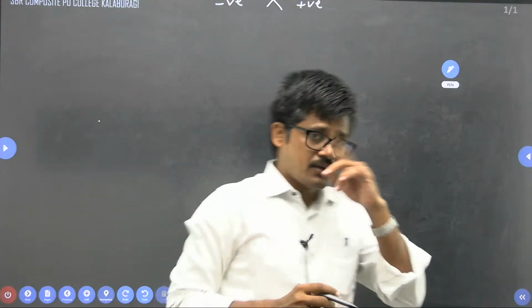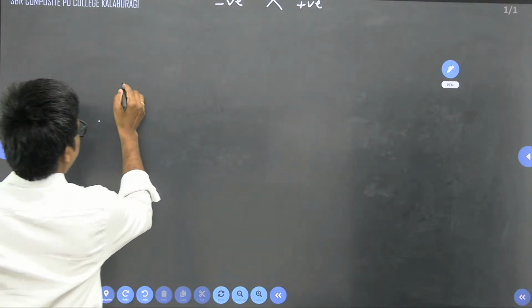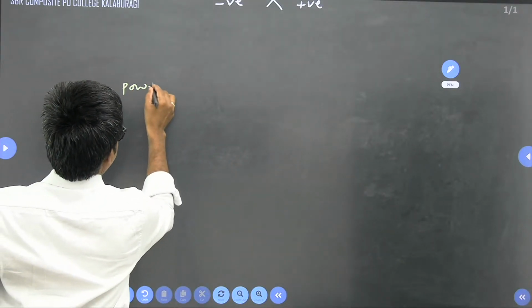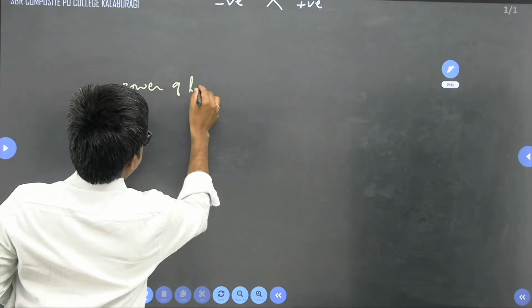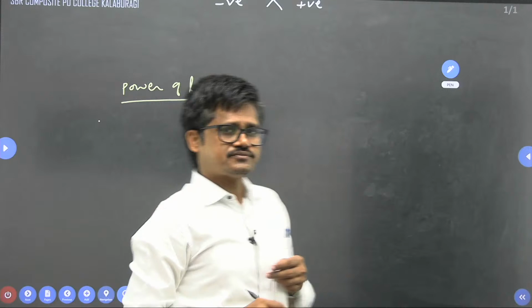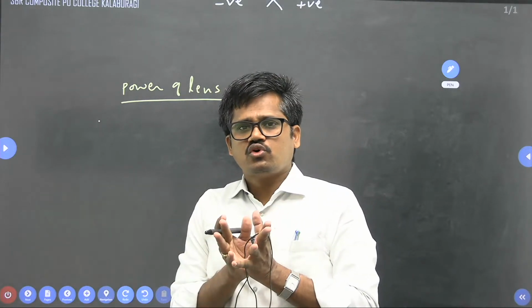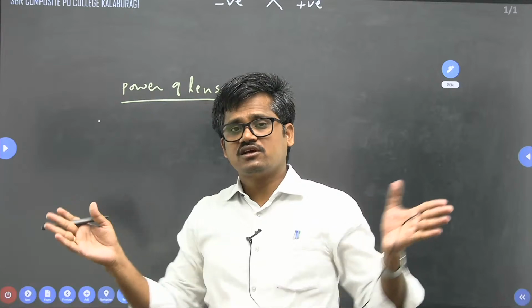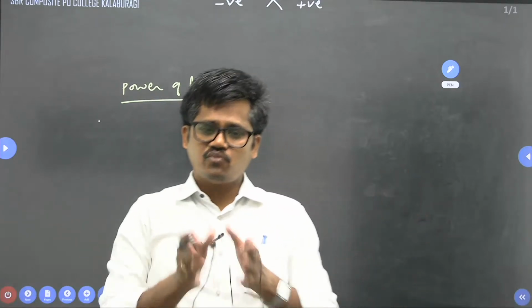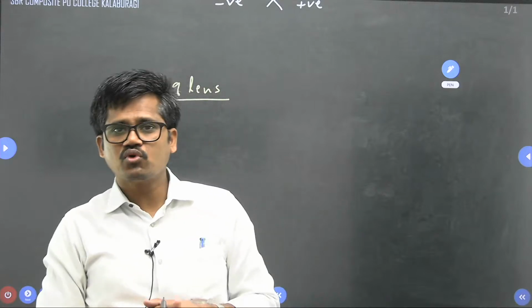Power. What is the power of a lens? It is the ability of a lens to diverge or converge the rays. If it is diverging more, then we can say the power of that lens is more.